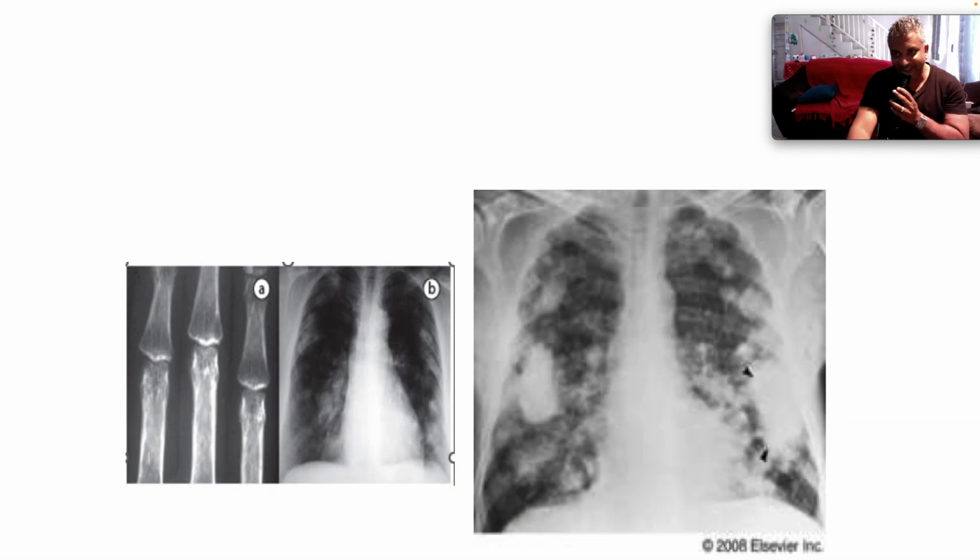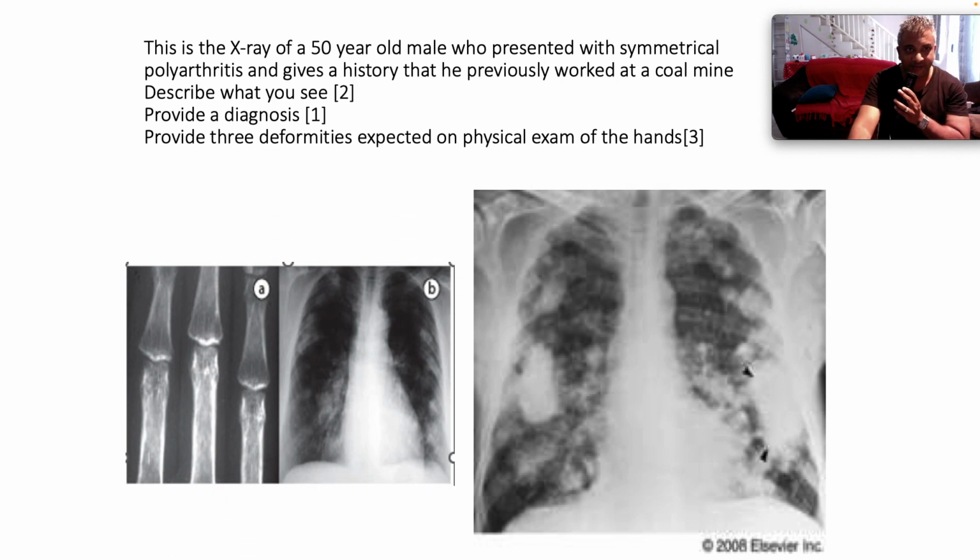Got some interesting looking x-rays, everybody. Have a look. Feast your eyes on this. So this is the x-ray of a 50-year-old male who presents with symmetrical polyarthritis and gives a history that he previously worked at a coal mine. What a weird combination. 50 years old, polyarthritis, symmetrical, history of working in a coal mine.